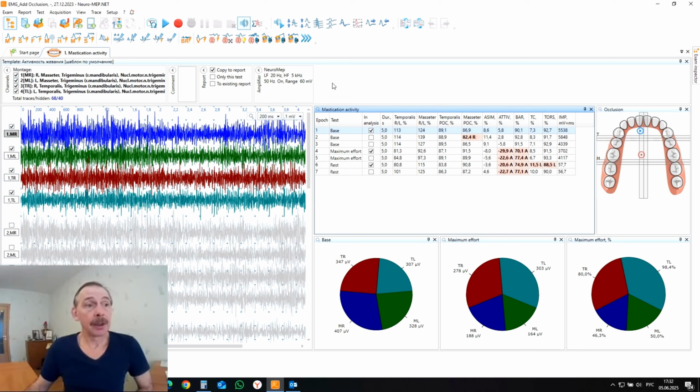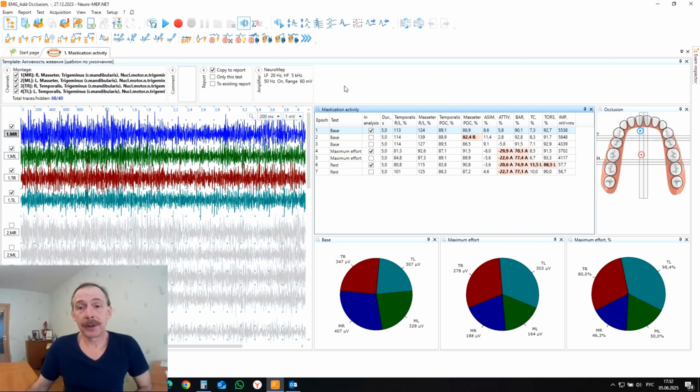Some doctors prefer to use the so-called base curve. In the beginning, record the maximum compression, maximum occlusion with cotton rollers, and then record occlusion without rollers, and accordingly calculate on the basis of the first curve, the base. Some people perform the examination without cotton rolls. The program allows you to work the way you like.